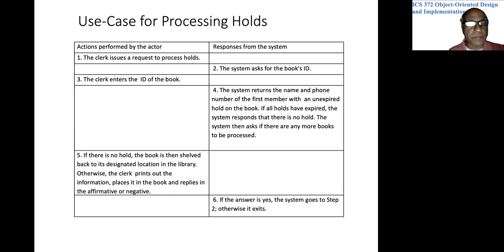Otherwise, the system has displayed the name and phone number of the member with an unexpired hold. Okay, so that information is printed out and put in the book, and presumably this clerk will make a phone call to that person, to that member, saying, the book is now available.